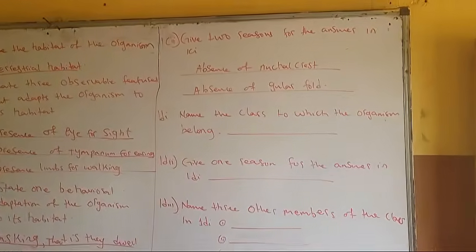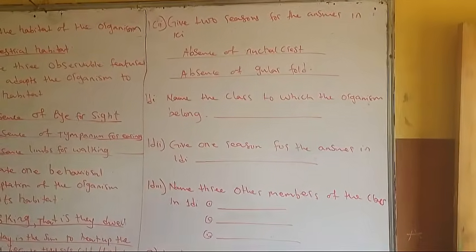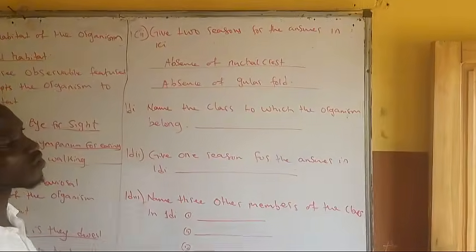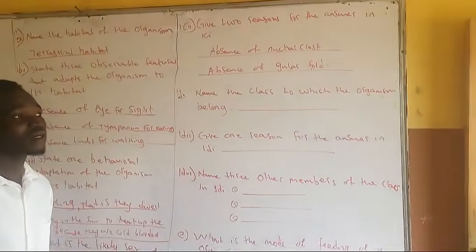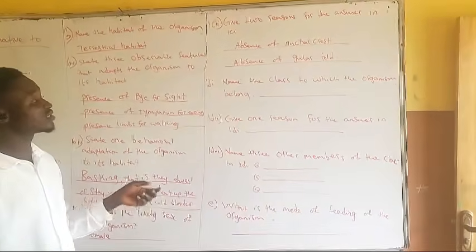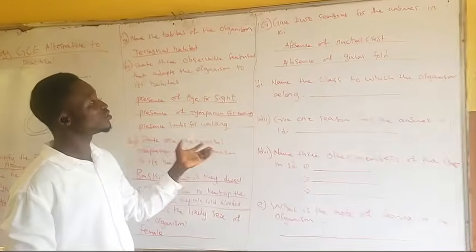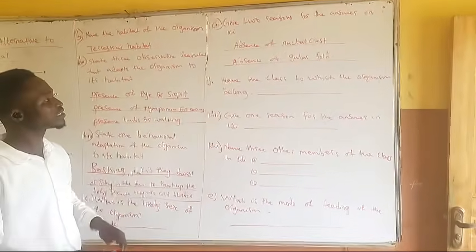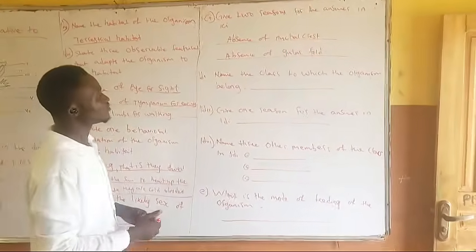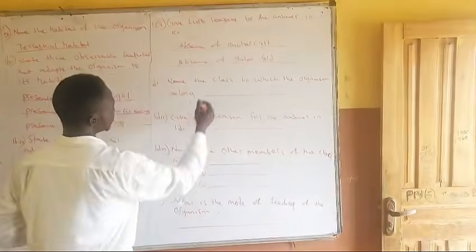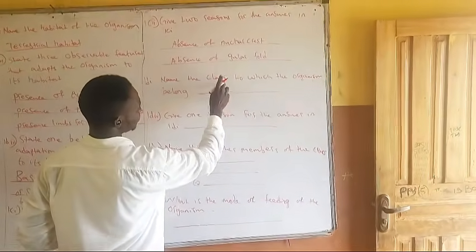Yeah, correct. The next, name the class to which the organism belongs. We have different forms of classification. This is kingdom Animalia, phylum, and so on, and Reptilia. Their class is class Reptilia. Name the class. Yeah, class.